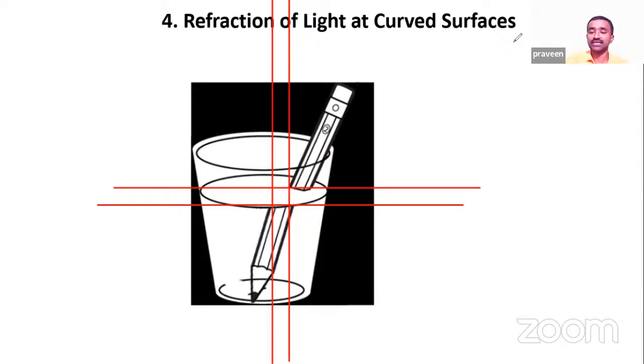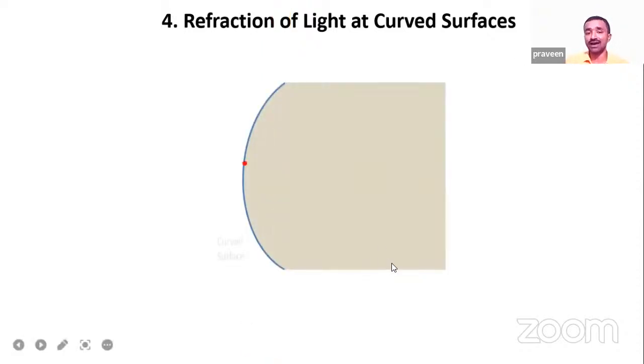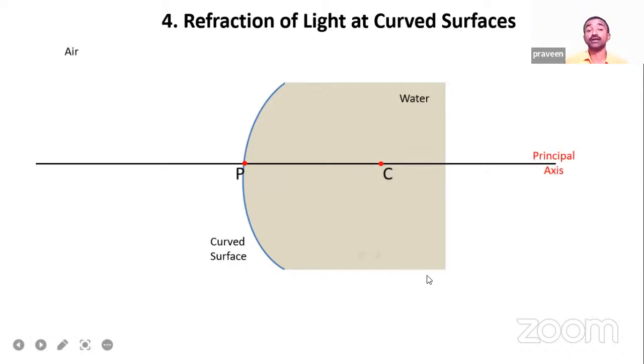So in this case, simply the parallel beam of light rays is focused on the curved surface. What happened? It changes its medium, rarer to denser. In this case, simply when the parallel beam of light rays is focused on the curved surface, we will discuss it with the different light rays. That will be discussed in our next live class.